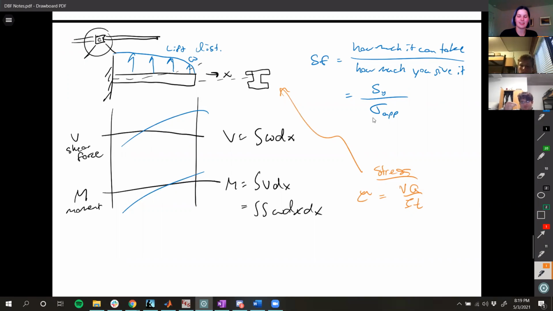So that's about the geometry stiffness of your cross section. Okay.